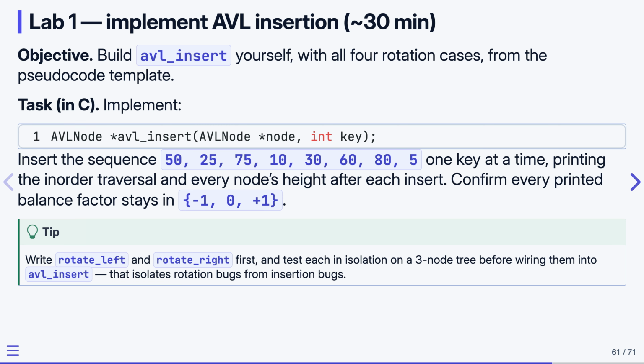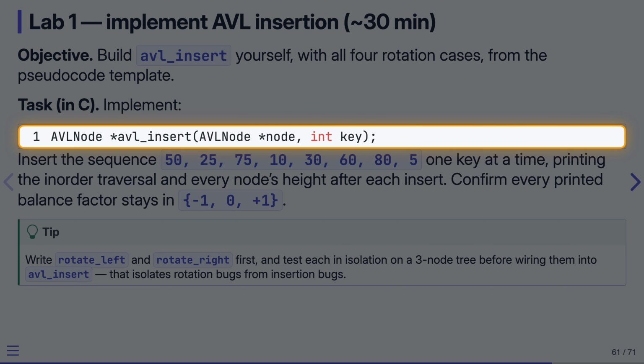Now it's your turn. 3 labs will turn these ideas into working code and hand traces. Lab 1 is the big one. You will build AVL insert yourself with all 4 rotation cases from the pseudocode template. Your job is to implement this function. It takes a node and a key and returns the new subtree root.